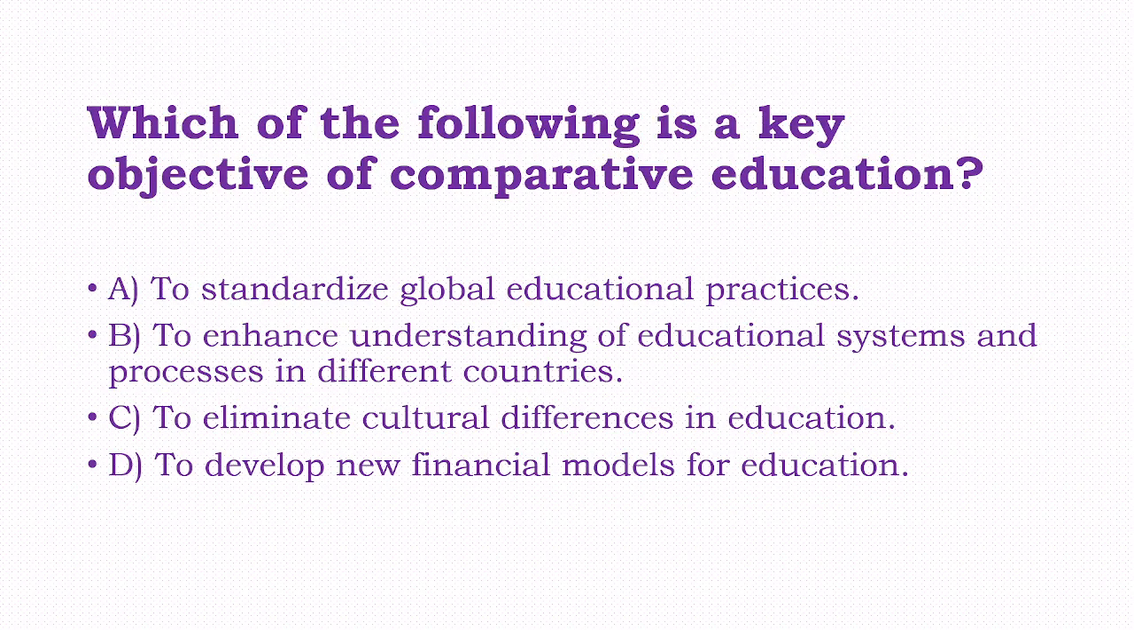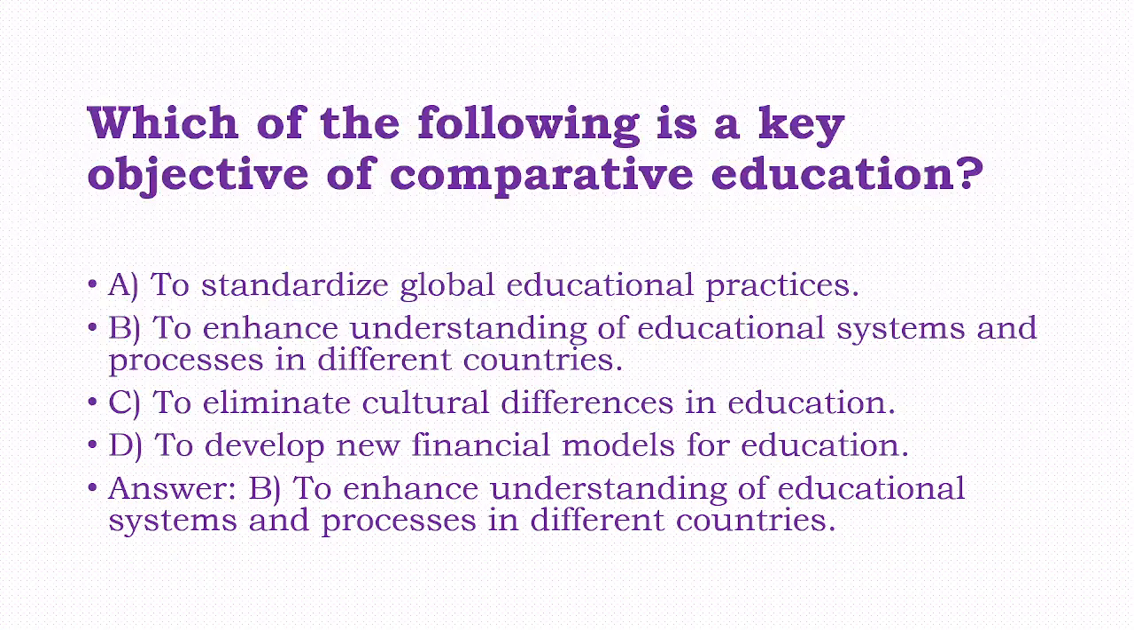Which of the following is a key objective of comparative education? Option A, to standardize global educational practices; B, to enhance understanding of educational systems and processes in different countries; C, to eliminate cultural differences in education; D, to develop new financial models for education. Answer of this question is option B, that is to enhance understanding of educational systems and processes in different countries.